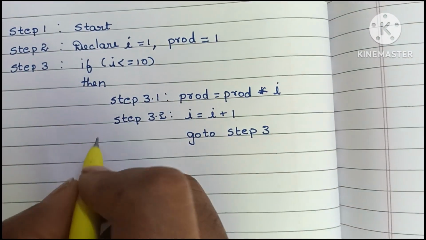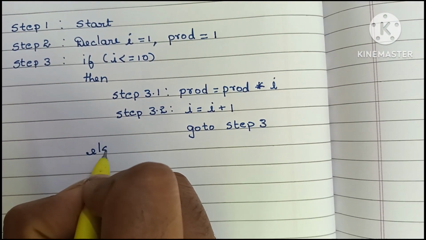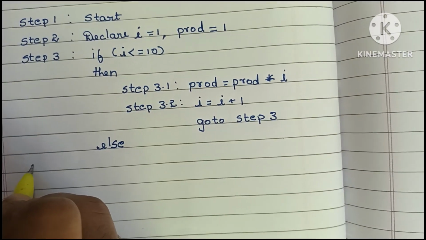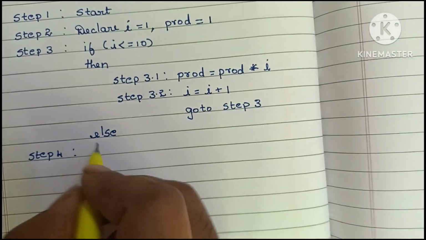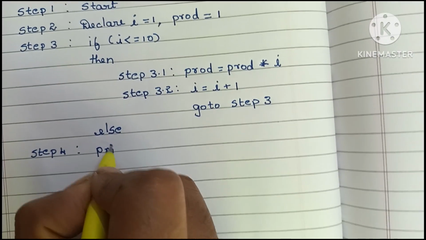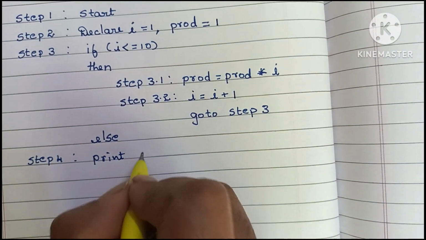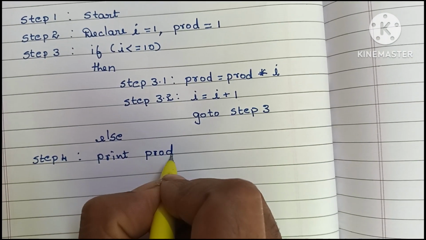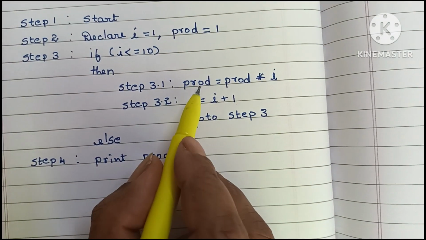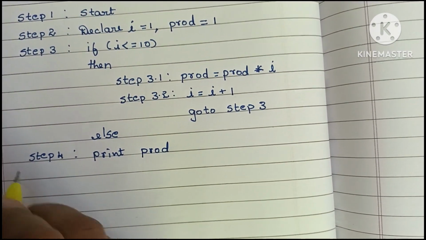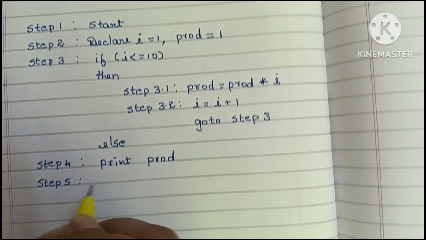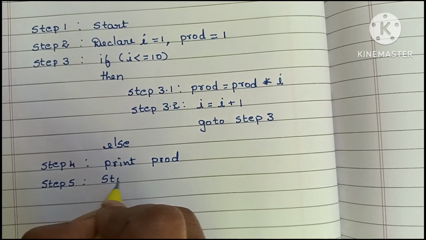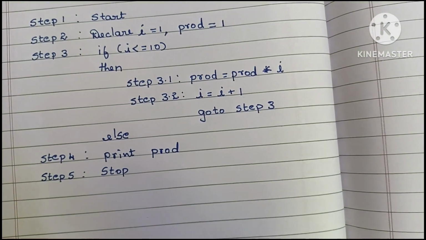If this condition is false, that is else, it will execute step number 4. Here we have to print the product. We print our product value, that is the output. Step number 5. We have to stop the algorithm using the stop statement.